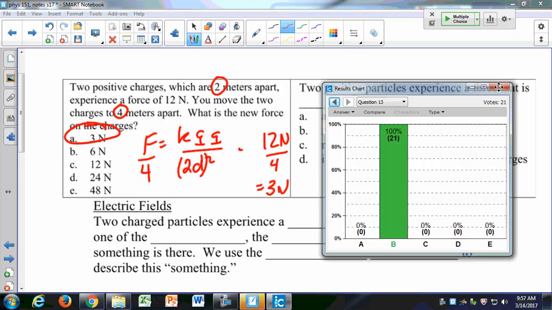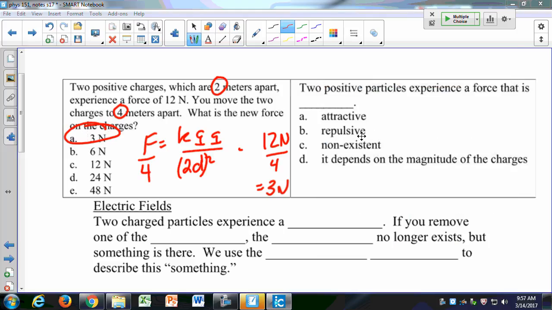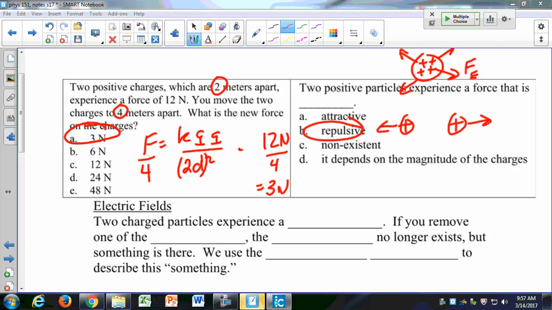Okay, awesome. It is repulsive. You have a repulsive force. You have two positive charges. They repel one another, just like the positive charges in a nucleus. They have a very immense electric force that is pushing them away. And so we have that strong nuclear force that actually acts to hold them together.